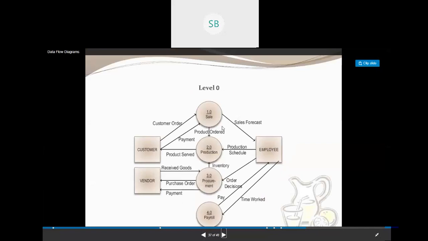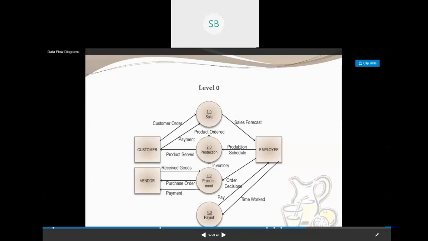So that process has been broken down into sale, production, then procurement and payroll. So these are the processes 1, 2, 3, 4. And then the customer, we can do it separately now. So the customer gives an order. Okay, the customer will give an order, and then what happens is this goes into the sale, and then the sale forecast will be there. Then process to process, I told you, right? Then it will be like this.